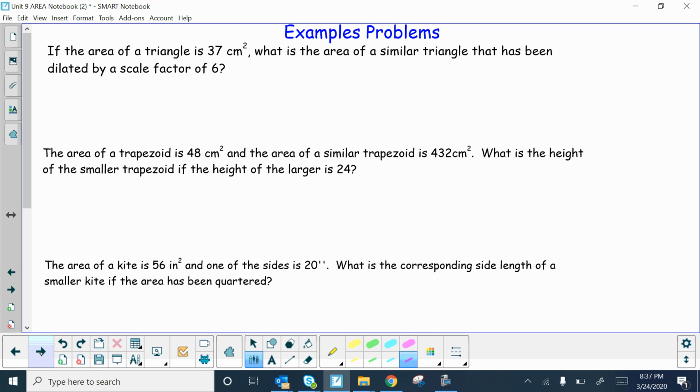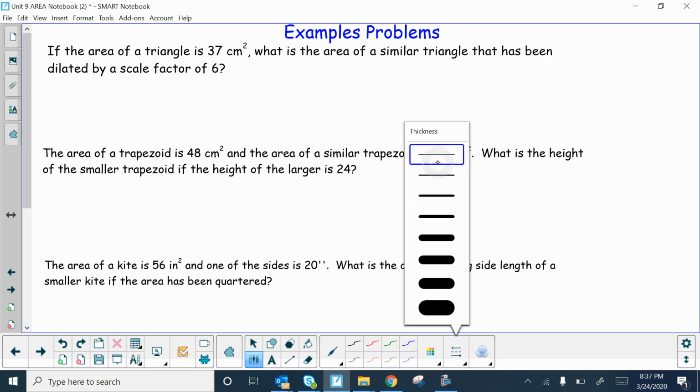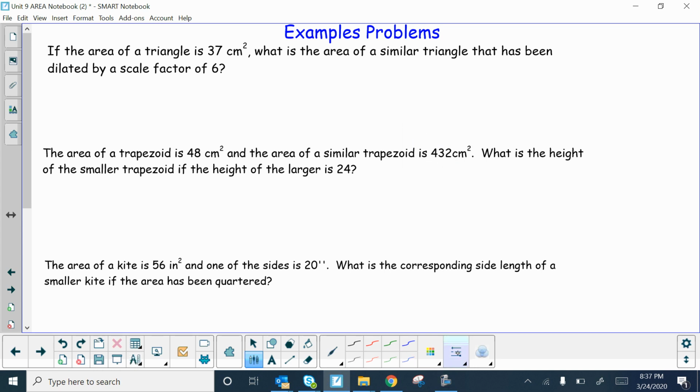So the first one, it says, if the area of a triangle is 37 centimeters squared, what's the area of a similar triangle that has been dilated by a scale factor of 6? So dilated by a scale factor of 6. So let me get my pen. Okay, so you mainly need to remember we have a small triangle and then we're going to have a really big triangle. How many times bigger did that get? It got bigger by a scale factor of 6. So everything got 6 times bigger, okay?